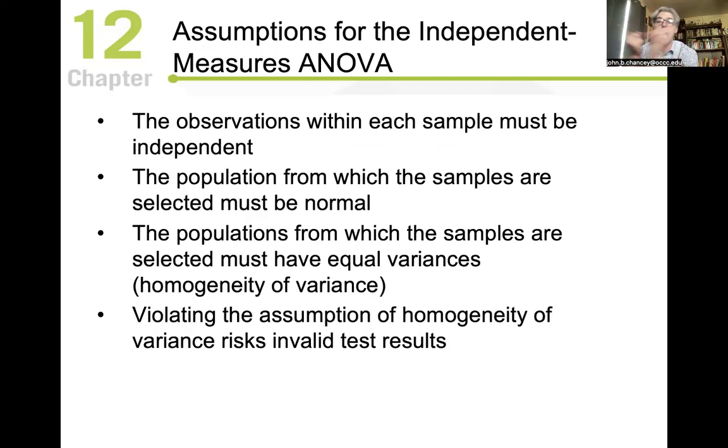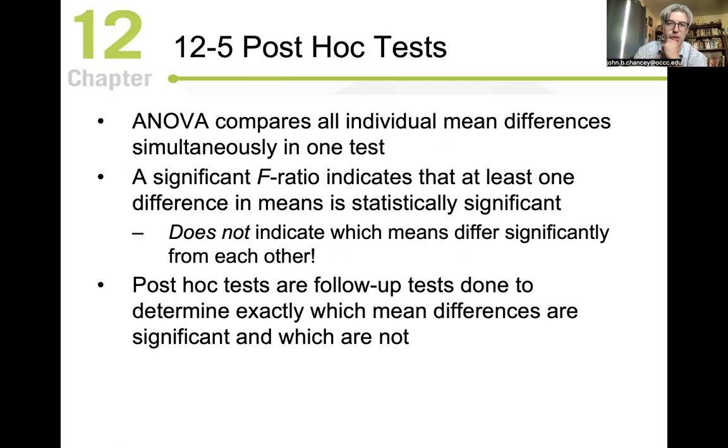The assumptions: observations within each sample must be independent. The populations must be normal. The populations from which samples are selected must have equal variances. That's the homogeneity of variance we talked about, I think, in chapter 8 or 9. Sorry, I'm drawing a blank there. Violating the assumption of homogeneity might invalidate our test results.